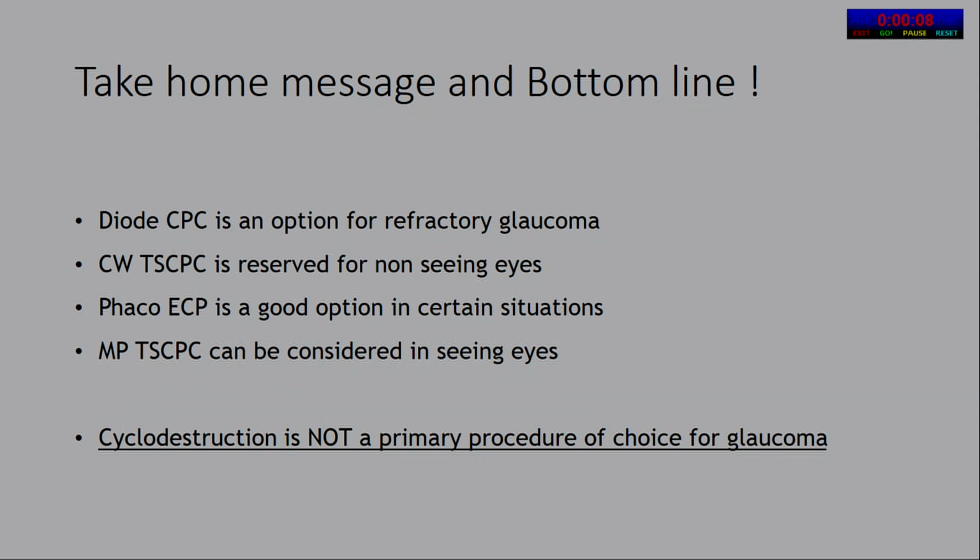The diode CPC is an option for refractory glaucoma. The continuous wave TSCPC and ECP are reserved for non-seeing eyes. Phaco ECP is a good option in certain situations, and the micropulse is probably the way forward in seeing eyes. But mind you, the bottom line literally is that cyclodestruction is not a primary procedure of choice for glaucomas. Don't offer it primarily to any glaucoma patient.